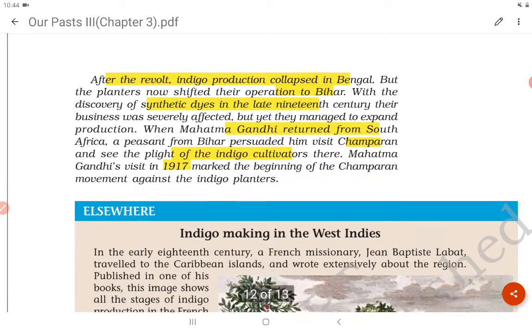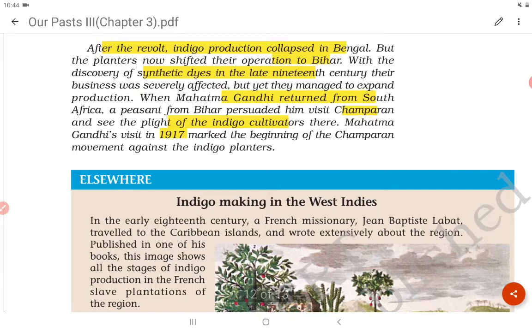After the revolt, indigo production collapsed in Bengal and it shifted to Bihar. With the discovery of synthetic dyes in the late 19th century, their business was severely affected, but yet they managed to expand production. So that's all for chapter 3.